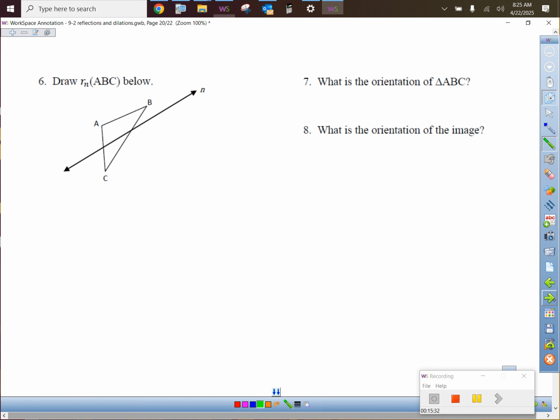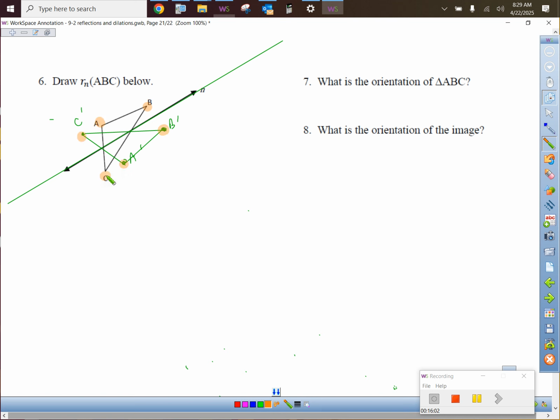Please do number 6. Extend the line out much longer and get it done. The whole reason that I put this question on here is that people used to freak out back in the day that A and B are on the left side of the line and C is on the right side of the line. It doesn't matter. When you reflect, they'll go to the other side. So this is what it will look like when you get there. B went to B prime, A went to A prime, and C went to C prime in that case.